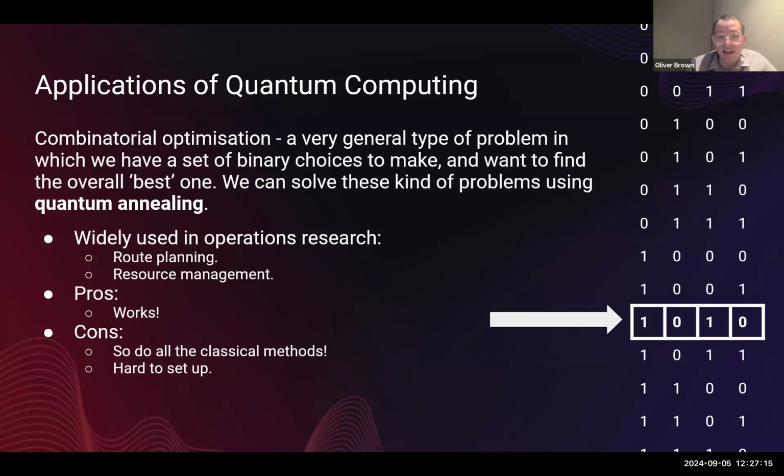And this is fantastic because these kinds of combinatorial optimization problems come up everywhere. They're widely used in operations research, for example, route planning or resource management. And the best thing about it all is that it just works. This actually works very nicely and does what it's supposed to do. And it works now and scales up very nicely. The downside is that so do all the classical methods. So there are many, many good ways of solving these problems classically too.